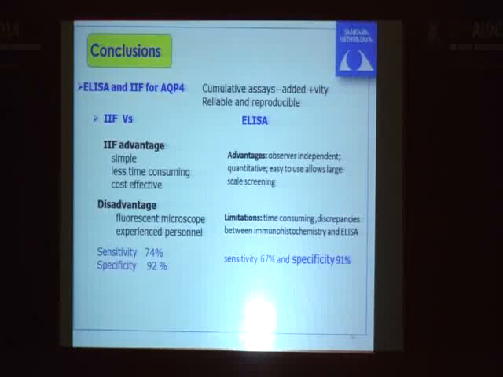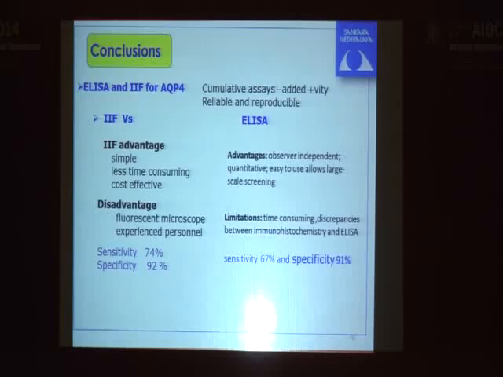Plant et al., which is also confirming that testing these antibodies in all the severe cases is very vital for us to decide the next line of therapy. So in our experience, both ELISA and fluorescence were reliable and reproducible techniques, and immunofluorescence definitely has an advantage because it's simple and less time consuming compared to the ELISA, which is quite laborious. The disadvantage is that we need an experienced person to do it, and a fluorescent microscope.